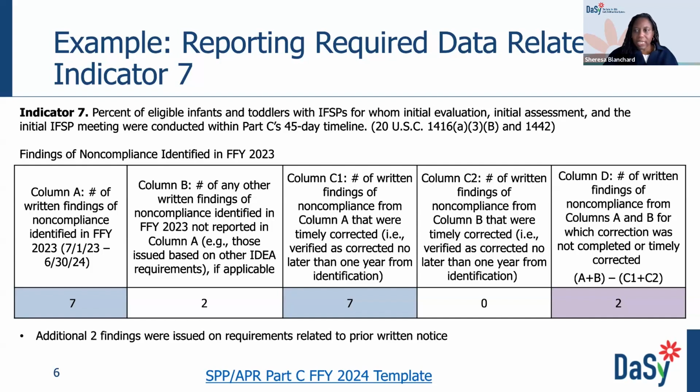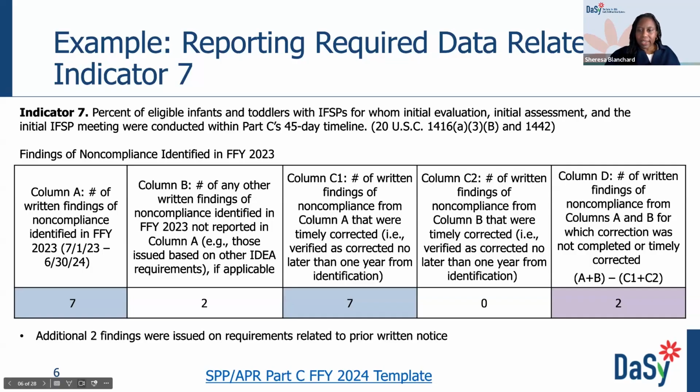Then C2, we have the number of written findings of noncompliance from column B that were timely corrected, and there were 0. And then in column D, the number of written findings of noncompliance from columns A and B for which correction was not completed or timely. Underneath, in parentheses, we have A plus B minus C1 plus C2, so 7 plus 2 minus 7 plus 0. And we have 2 that were left that were not completed or timely corrected. And then at the bottom, it says additional 2 findings were listed on requirements related to prior notice. So that's just additional information there.